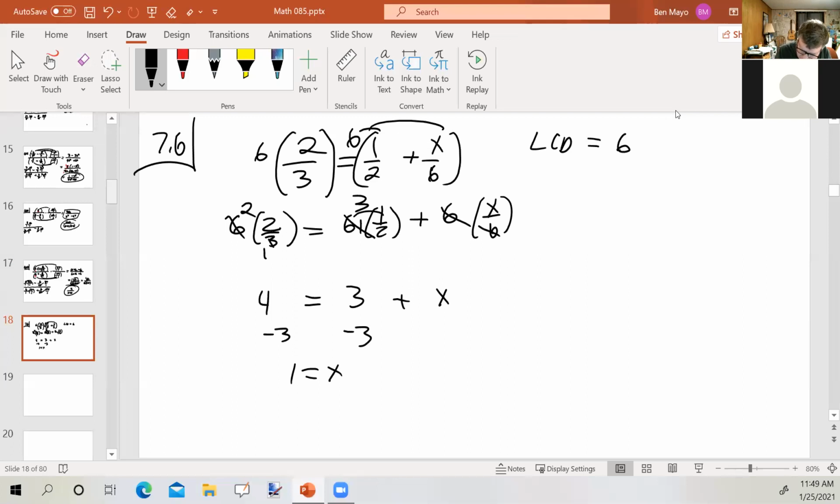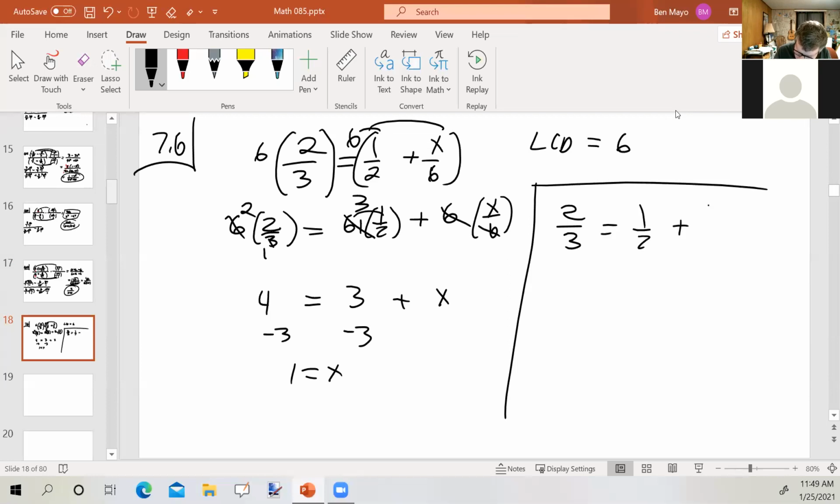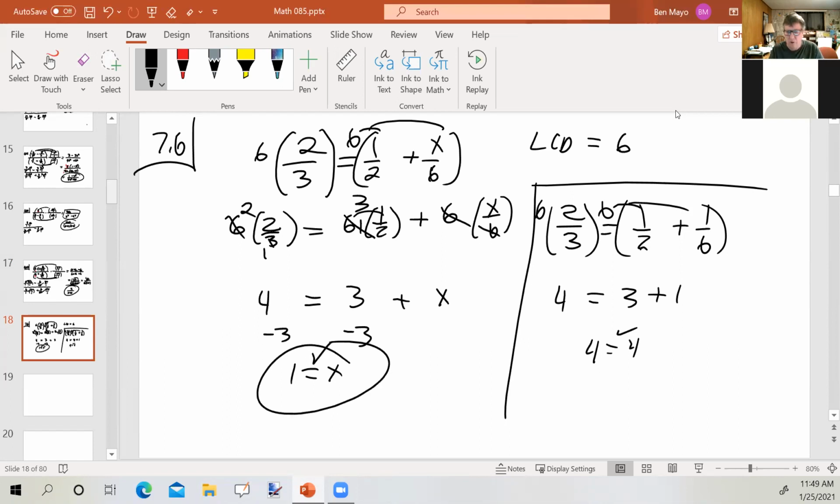Let's check our work to see if that's correct. 2/3 equals 1/2 plus 1 over 6. So here again, we could clear the fractions, multiply both sides by 6, and we get what? 12/3 is 4 equals 3 plus 1, 4 equals 4. So the solution checks. Any questions about that particular problem?